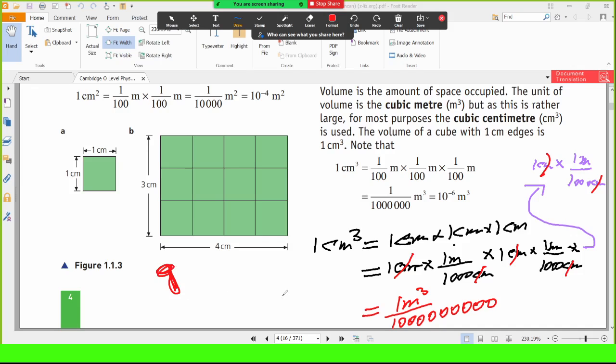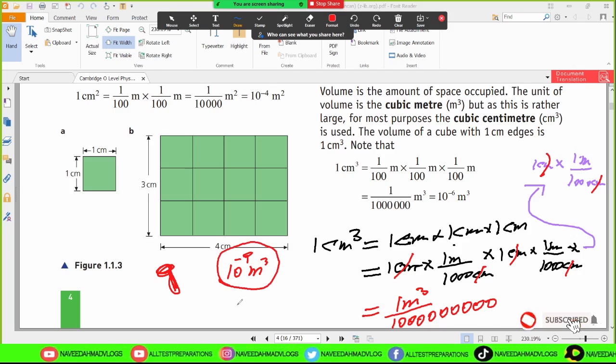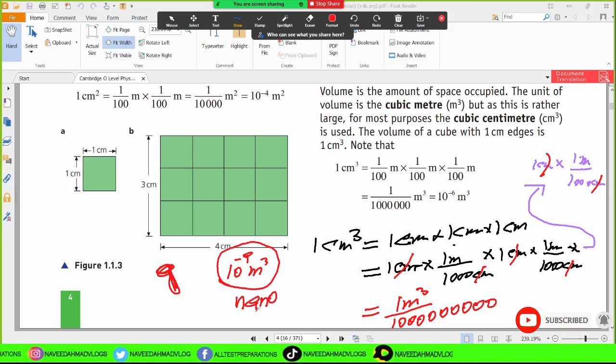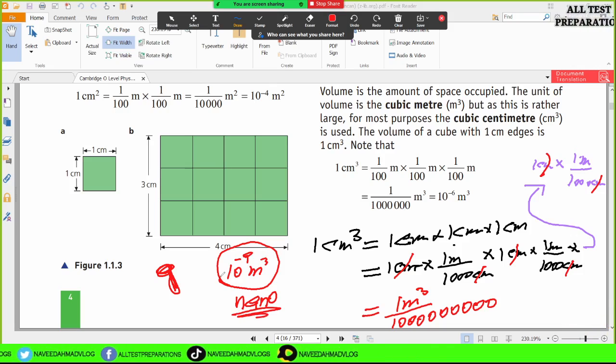So can I write it like this? This will be 10 to the power of minus 9 meter cube. If it's negative 9, then it will be nano. Yeah, nano. Good. So your 1 centimeter cube will be equal to 10 to the power of minus 9 meter cube.